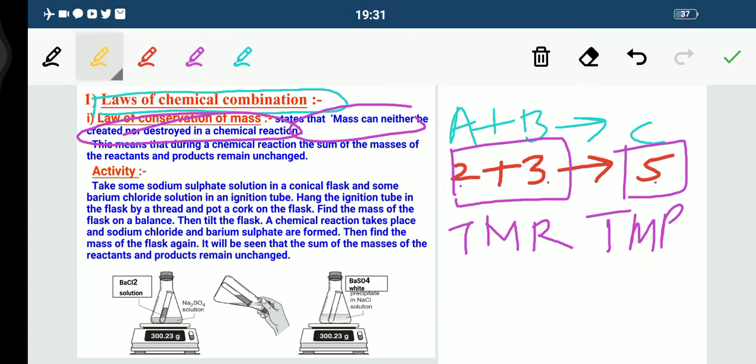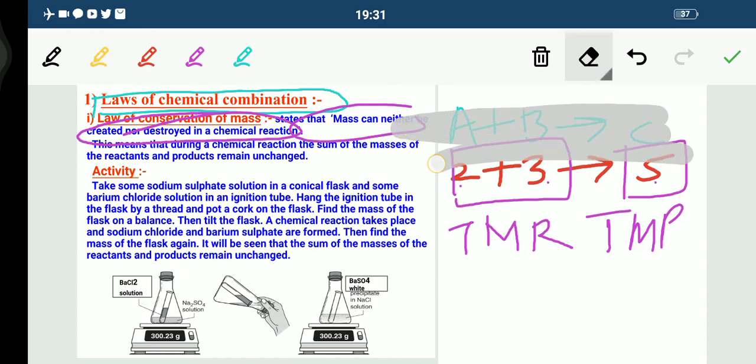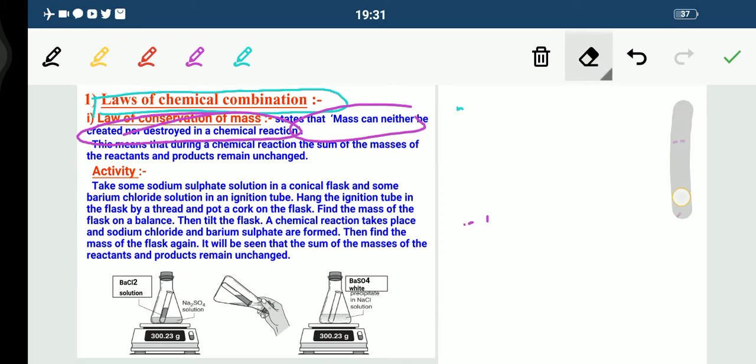Now students, here comes an activity that is very important. You all can see here. Let me just erase it for you now. See what they are telling: take some sodium sulfate solution in a conical flask and some barium chloride solution in an ignition tube. So you can see here Na2SO4 solution has been taken in a conical flask, and inside this there is an ignition tube in which BaCl2 is taken. Now what we need to do, bache, we have to hang the ignition tube in the flask by a thread.